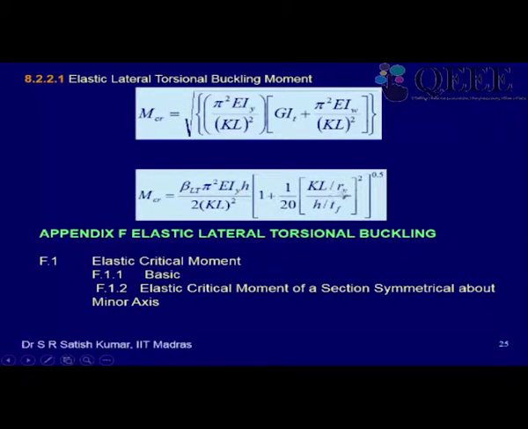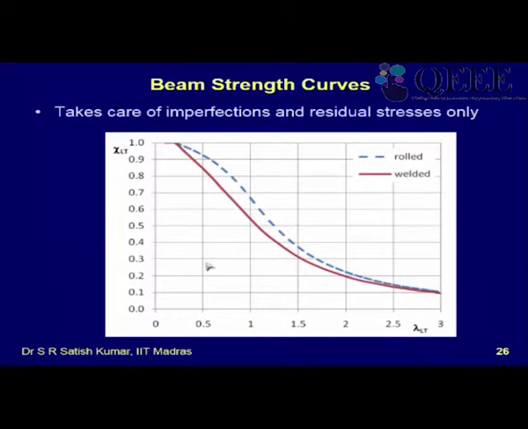This is the radius of gyration about the minor axis, and then beta_LT is a factor which takes into account the non-uniform variation of the bending moment. Okay, so this is what is given in 8.2.2.1. And there is also an appendix in the code which gives the elastic critical moment in more detail for various sections. So how to calculate I_T and I_W? If you want to refer, you can refer to Appendix F. They have given the formulas of how to calculate I_T and I_W for a typical I section.